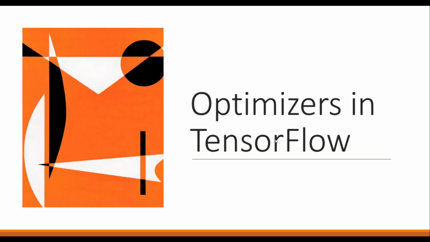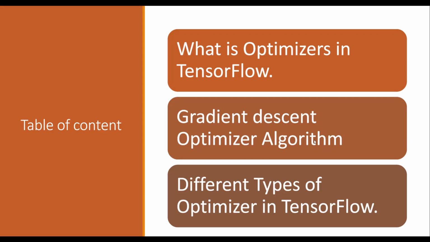Hello everyone. In this section we will discuss optimizers in TensorFlow. So these are the topics we are going to cover. First we will discuss what an optimizer is in TensorFlow, and then we will discuss the gradient descent optimizer algorithm. In the end, we will discuss the different types of optimizers in TensorFlow.